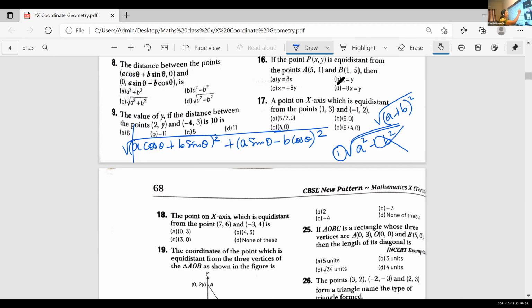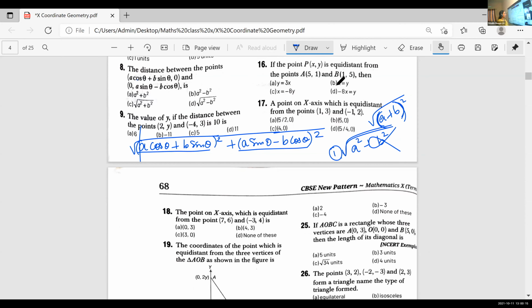Only in this case we can do. If it is a whole square, we can cancel. But look at here. Here it is first term square plus second term square, so we can't cancel the root and square. Here what you have to do? You have to expand it, by using the identity (A plus B) whole square. We are doing the 8th question.